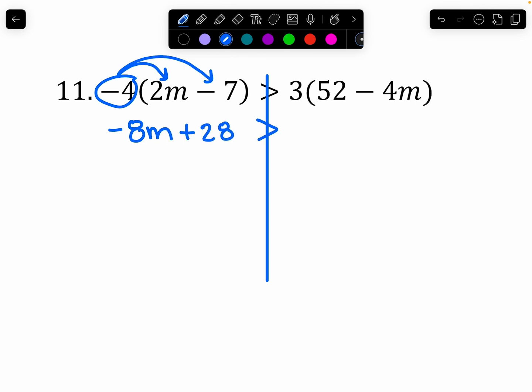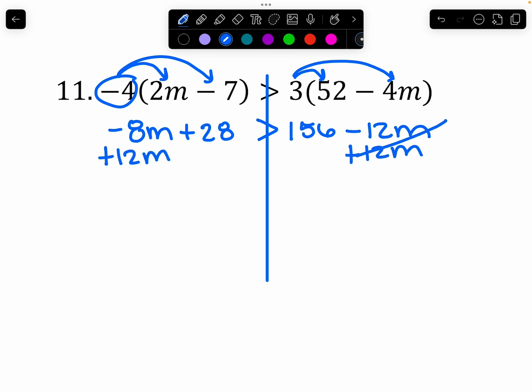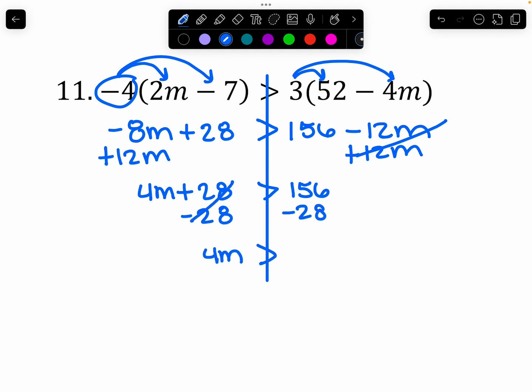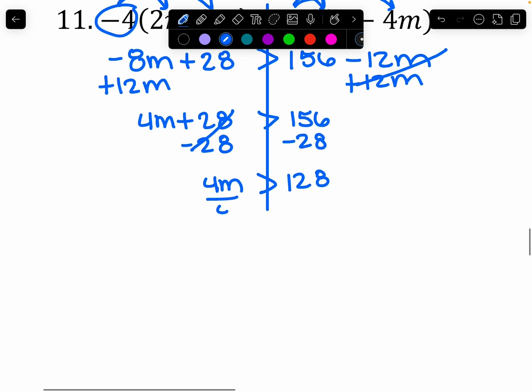Do not forget your inequality symbol. And then we have to distribute the 3 over here. That is a big number. 3 times 52 is 156 minus 12m. Okay, now, from here, I'm going to add 12m to both sides. And you get 4m plus 28 is greater than 156. We are going to subtract 28 on both sides, and we get 4m is greater than 156 minus 28 is 128. I will divide both sides by 4, and we get that m is greater than 32.